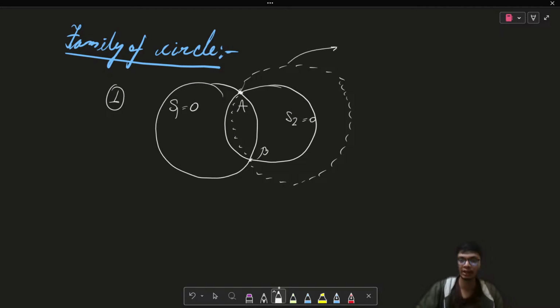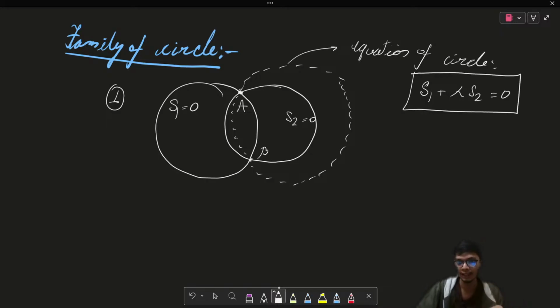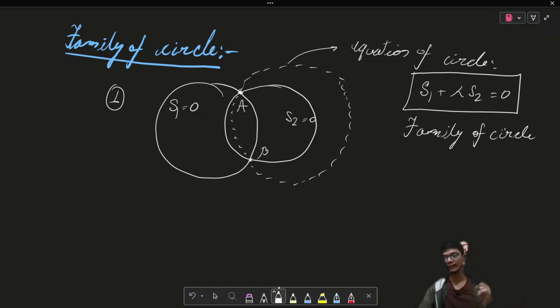Now if I want to find another circle or another such set of circles following the same property, that is, they are members of the same family, the simple property is that they are passing through the same points of intersection, point A and point B. So the equation of such a circle can be given in terms of the family of circles, that is S1 plus lambda times S2 is equals to 0. This is the simplest form of the family of circles, which satisfies the sole condition that the circle passes through the points of intersection of these two circles.